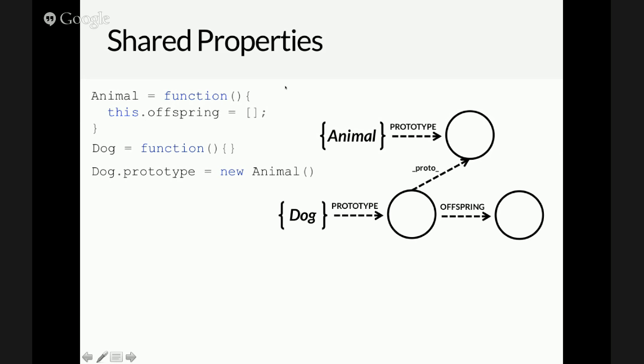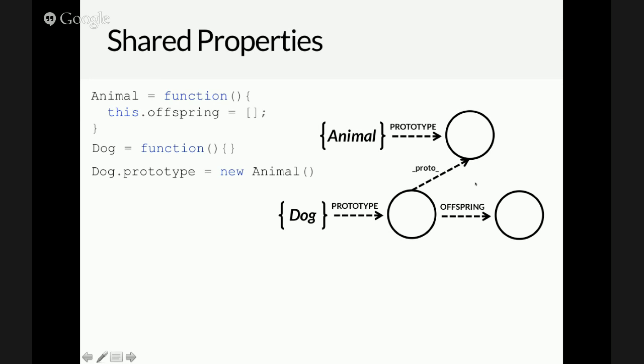This, because it's one of our 3 context rules, if you remember from last week, this can be set by the new keyword, and it's going to point to the new object being created. So this dot offspring will be our new object dot offspring, which will point to an array, which is also an object. And then finally, we're going to assign it to dog.prototype. So now that we've created this new object with a proto property set and an offspring property set, we are going to assign it to dog.prototype.